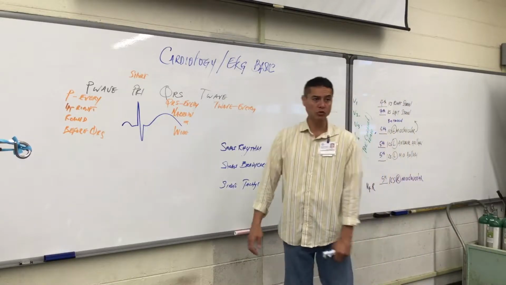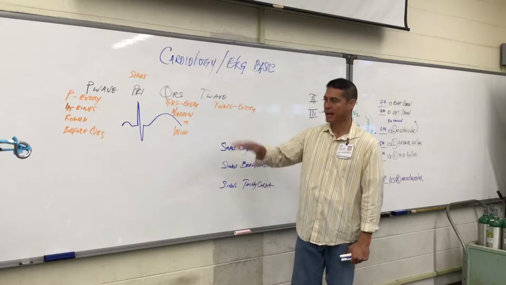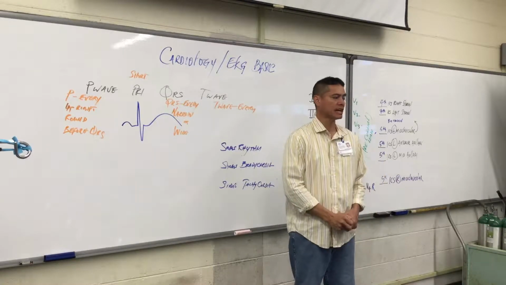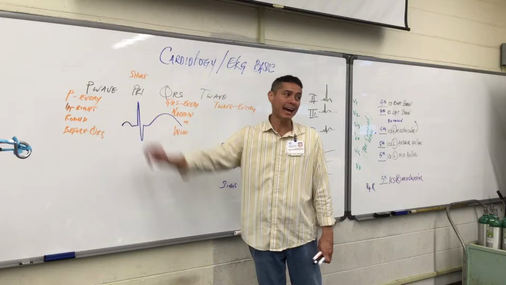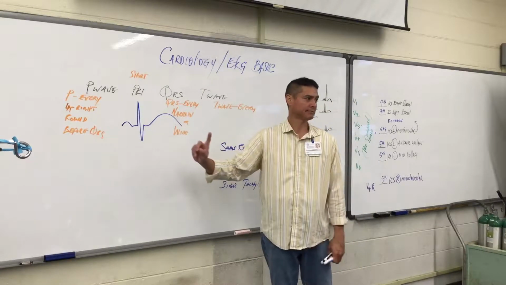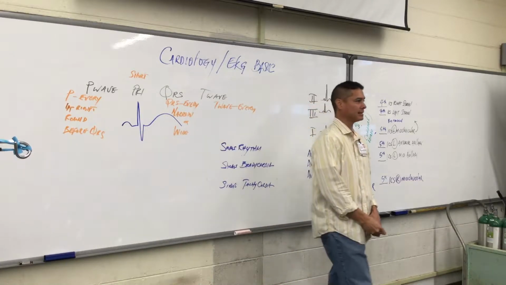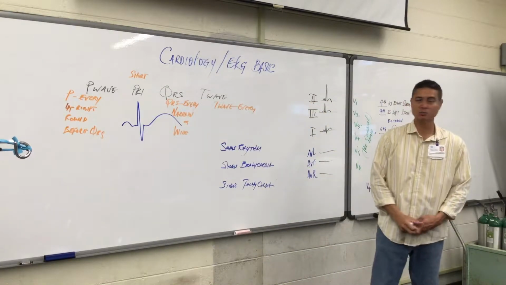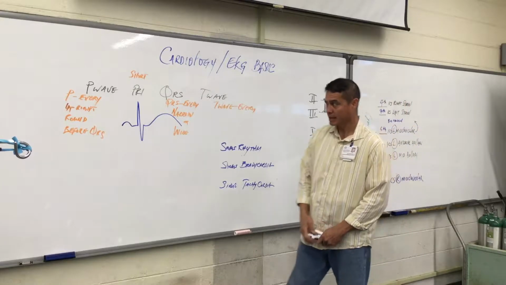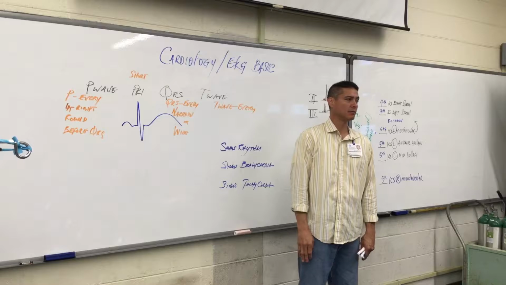Some of the basic rules though, when we're looking at this, we need to see some consistency. Things have to be the same in order for it to be sinus. You need to always have a P wave. And it is always upright. It's small and round. You can tell it's not as big as the T wave. It's smaller. And it has to be before every QRS complex. Has to be before.